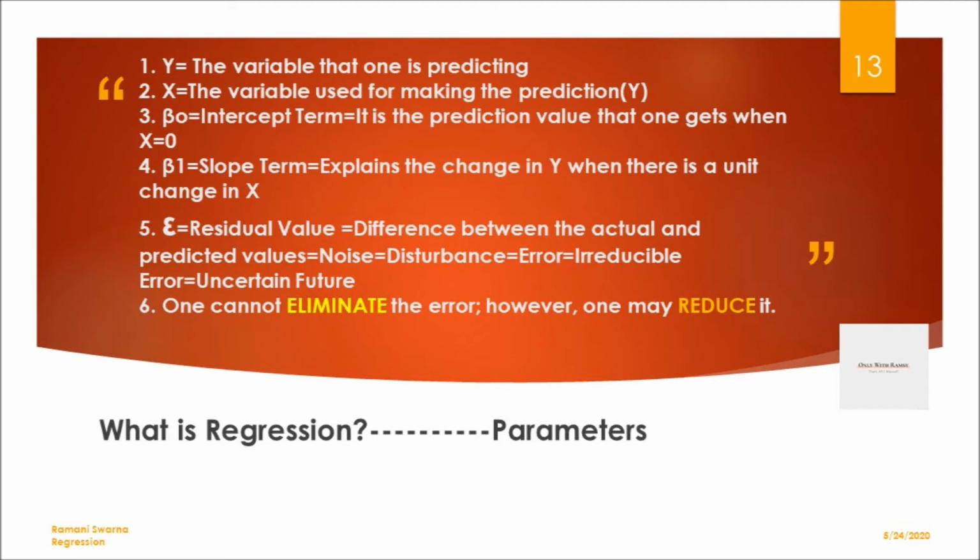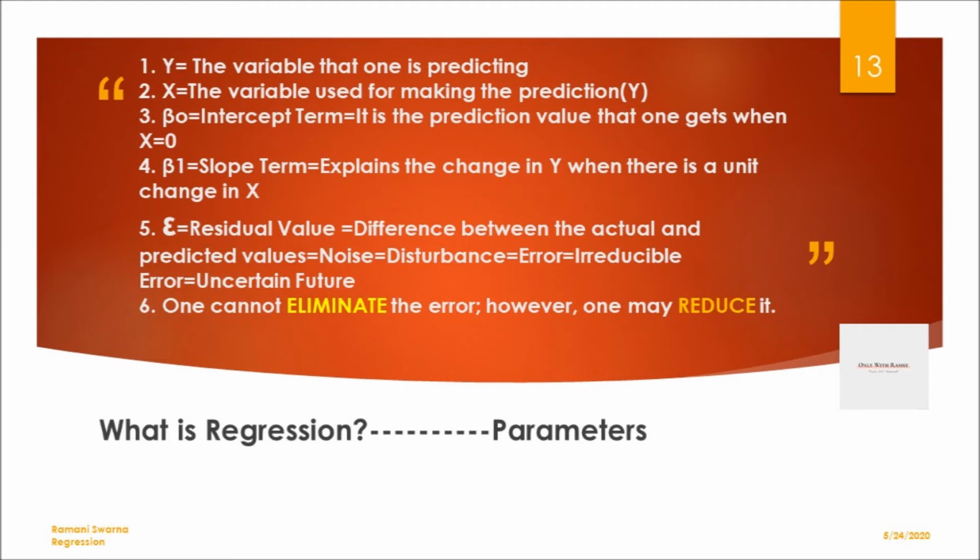Then beta 0, this is called the intercept term, and remember that it is the prediction value that one gets when x becomes 0. So this is something which you will have to digest before I can go ahead with the practical example. We will see when I have those interactive graphics in front of you, you will see how the changes are also coming in.